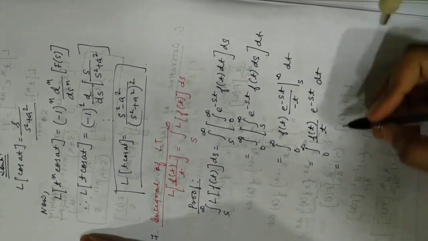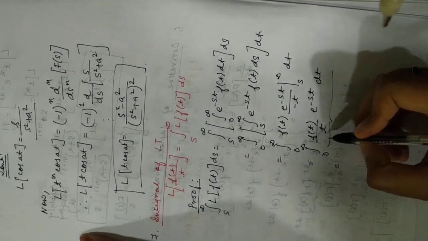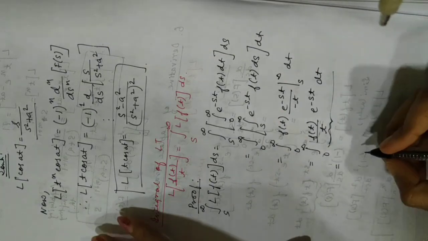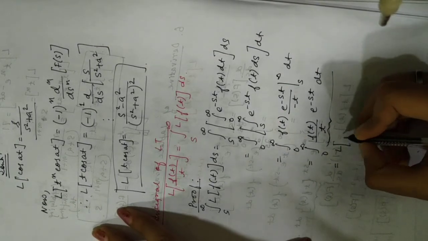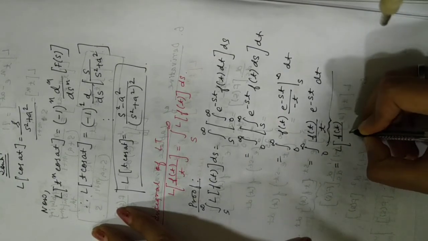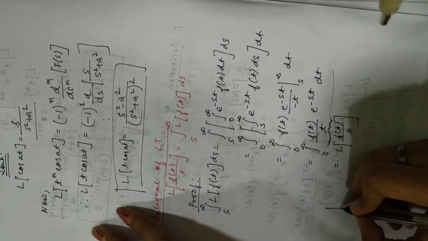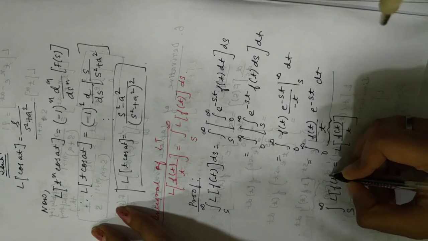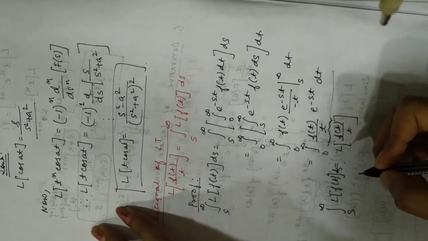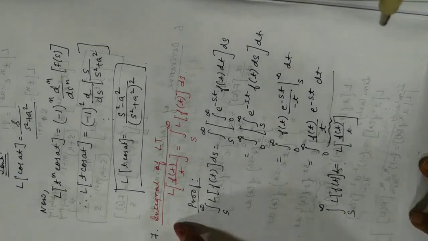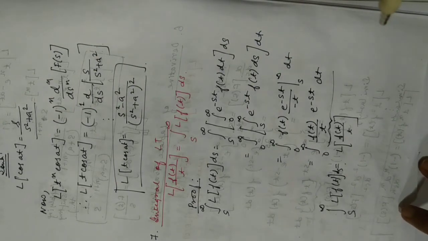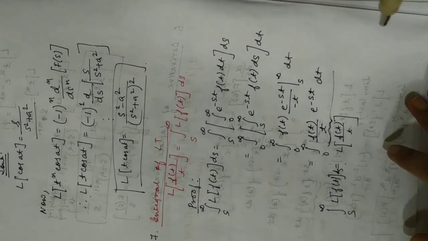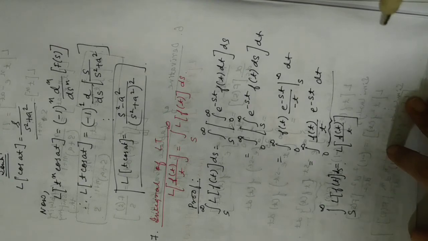So all you can see is, even this is nothing but the Laplace transform of f(t) by t. So it becomes the Laplace transform of f(t) by t, equal to integral from s to infinity of the Laplace transform of f(t) ds. We wanted to prove this, so it is already proved. Again, to understand this property, I'll do a simple problem and I'll wrap up today's class.